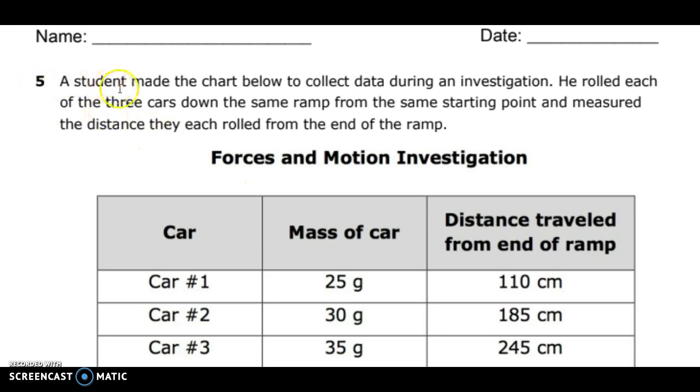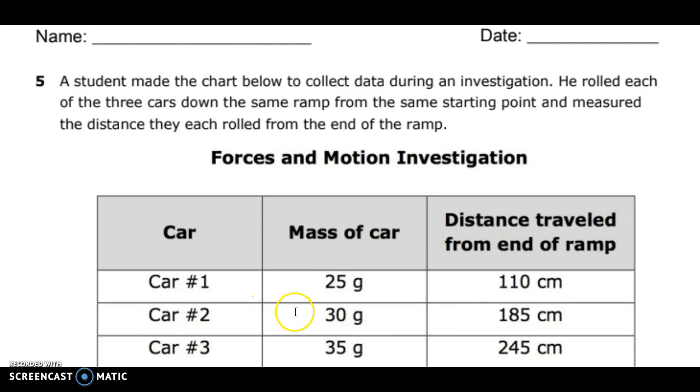Question 5. A student made the chart below to collect data during an investigation. He rolled each of the 3 cars down the same ramp from the same starting point and measured the distance they each rolled from the end of the ramp. Forces and motion investigation. Car 1, mass of the car, 25 grams. Distance traveled from end of ramp, 110 centimeters.